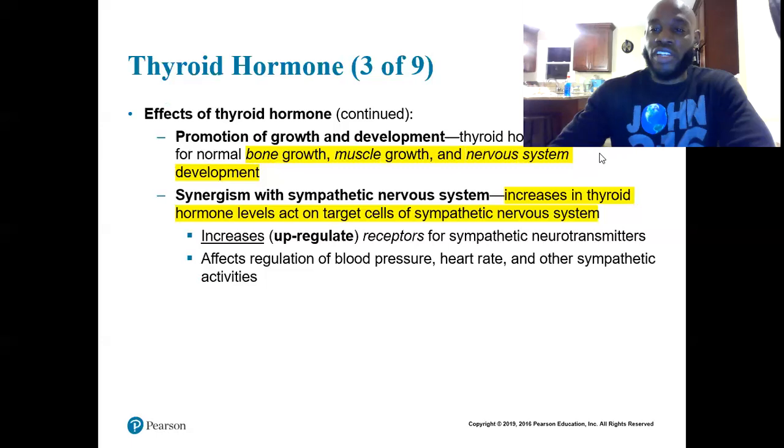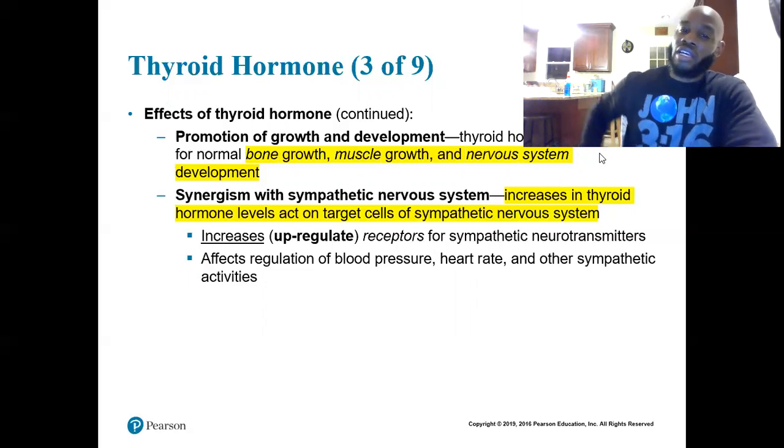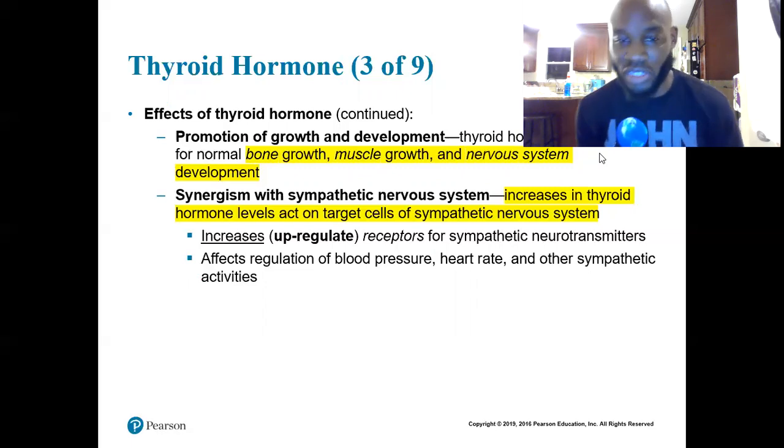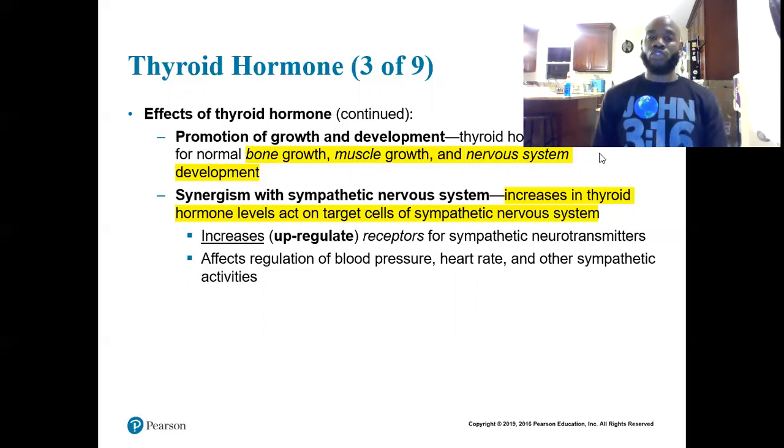What are some other effects of the thyroid hormone? It's important for bone growth, muscle growth, nervous system development. It also helps target the sympathetic nervous system, okay? Increasing thyroid hormone levels act on target cells of the sympathetic nervous system, increasing receptors for sympathetic neurotransmitters. What is your sympathetic nervous system? That's your fight or flight, right?